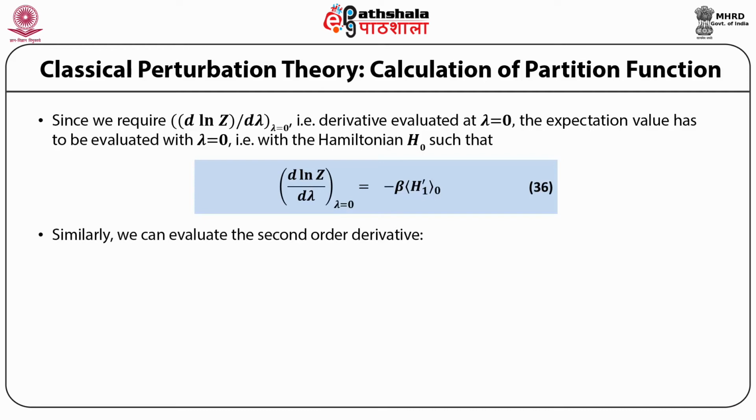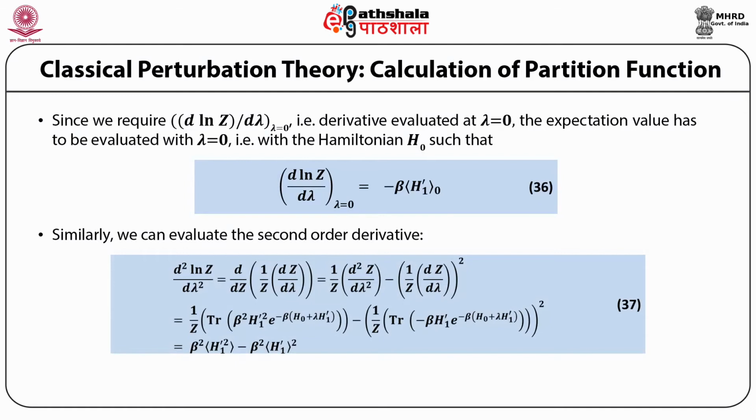Similarly, we can evaluate the second order derivative. The second order derivative of log of Z with respect to lambda is equal to d upon d lambda of 1 upon Z dZ by d lambda, which is equal to 1 upon Z d2Z by d lambda square minus 1 upon Z into dZ by d lambda whole square, which is equal to 1 upon Z trace of beta square h1 dash square e raised to power minus beta (h naught plus lambda h1 dash) minus 1 upon Z trace of minus beta h1 dash e raised to power minus beta (h naught plus lambda h1 dash) whole square, which is equal to beta square multiplied by expectation value of h1 dash square minus beta square multiplied by expectation value of h1 dash whole square.